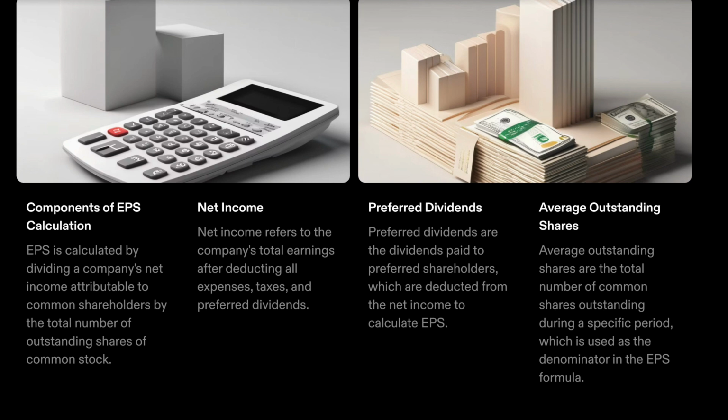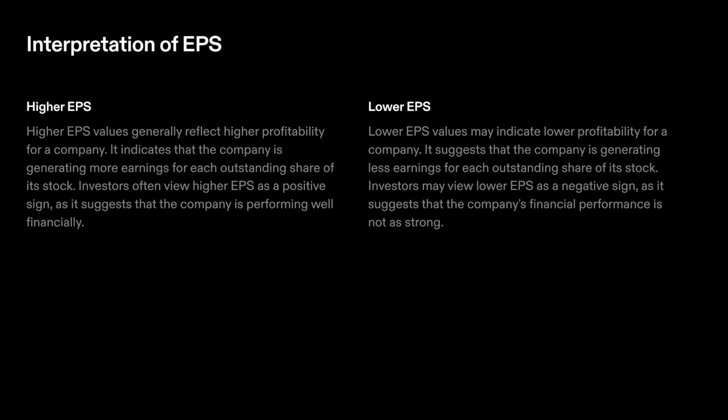Preferred dividends. If a company has issued preferred stock, any dividends paid to preferred shareholders are subtracted from net income to arrive at the earnings available to common shareholders. Average outstanding shares. This is the average number of shares outstanding over a specified period, which can be calculated by averaging the beginning and ending shares outstanding, or using weighted average shares outstanding if the number of shares changes during the period.